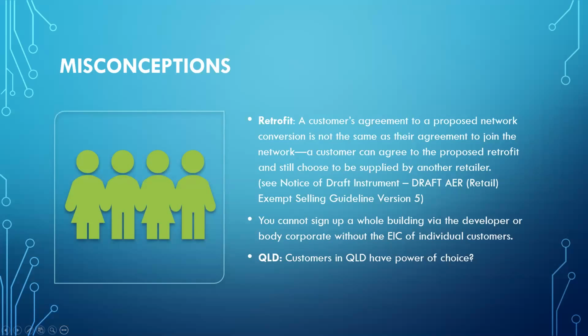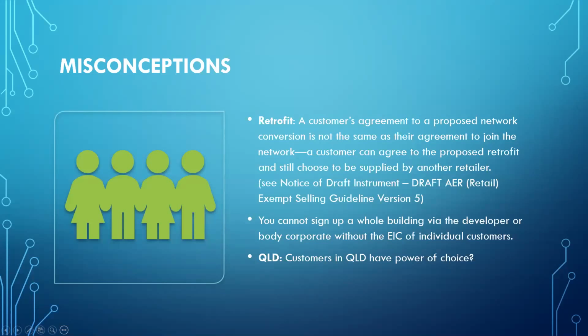Yeah, so the first one is in relation to retrofitting or brownfield. Brownfield simply refers to a site that had an existing network system that is being converted to an embedded network. Greenfield, of course, being a new development that is getting an embedded network system installed as part of the building process.